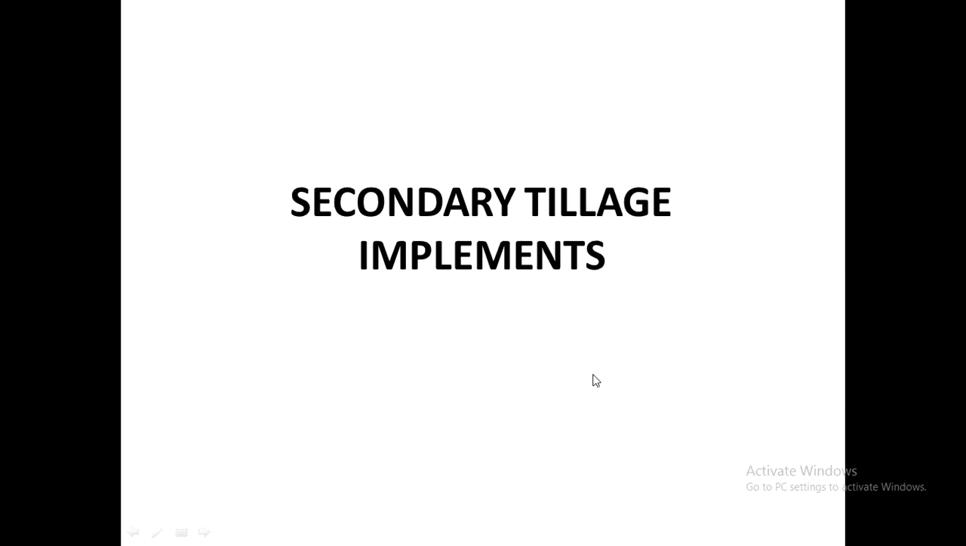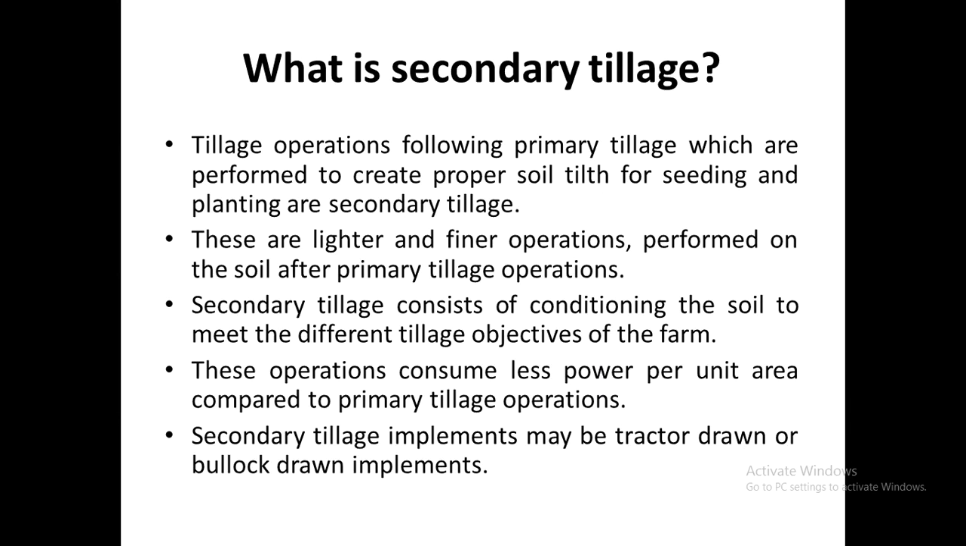Hi, in today's lecture, we will look into the implements used for secondary tillage. So, what is secondary tillage? Secondary tillage is the operation following primary tillage. It is done to create a proper soil tilth for seeding and planting. So, these are lighter and finer operations when compared to primary tillage activities.